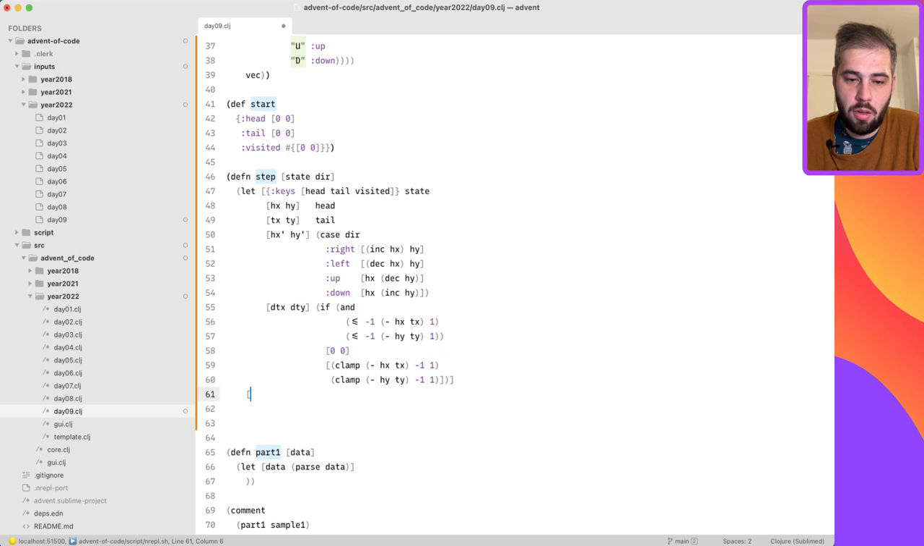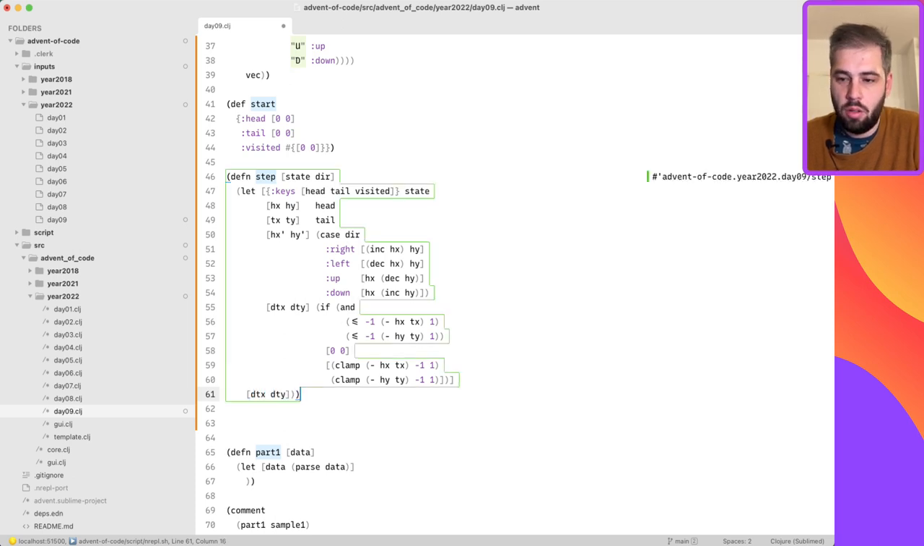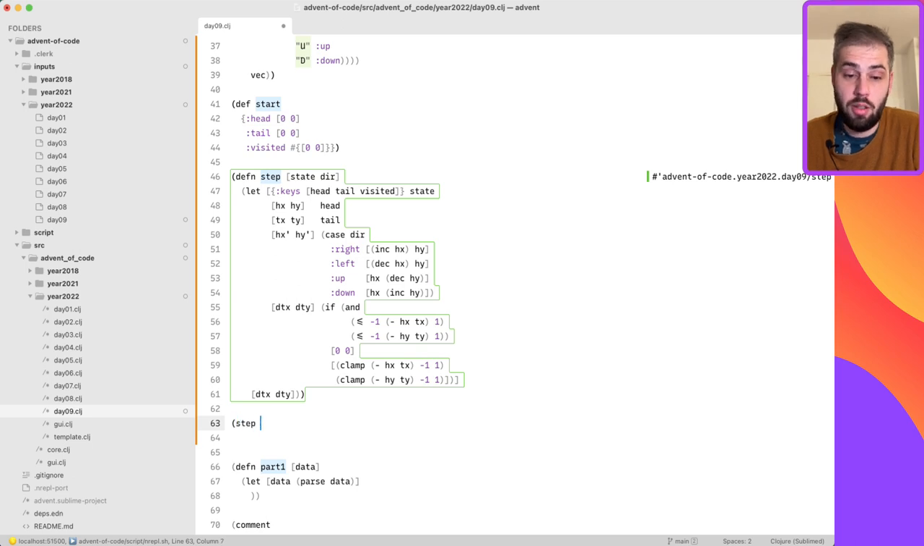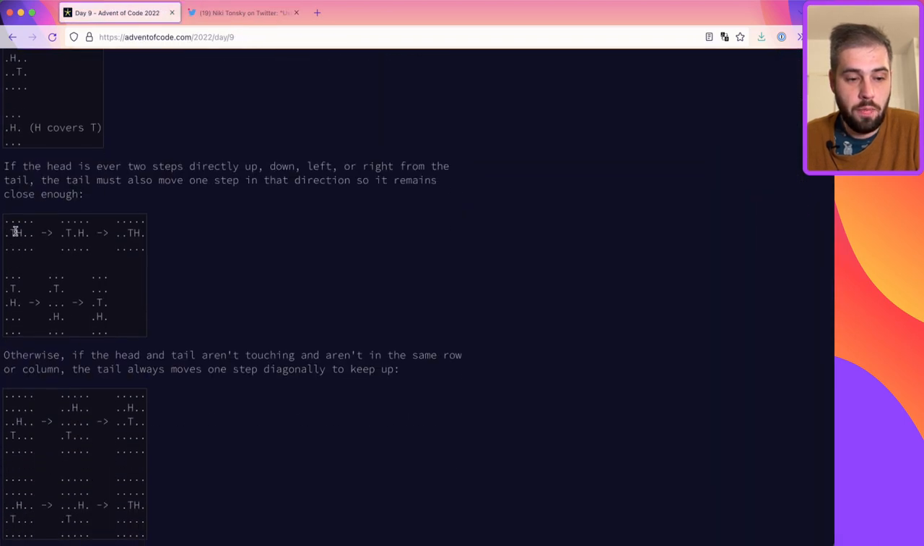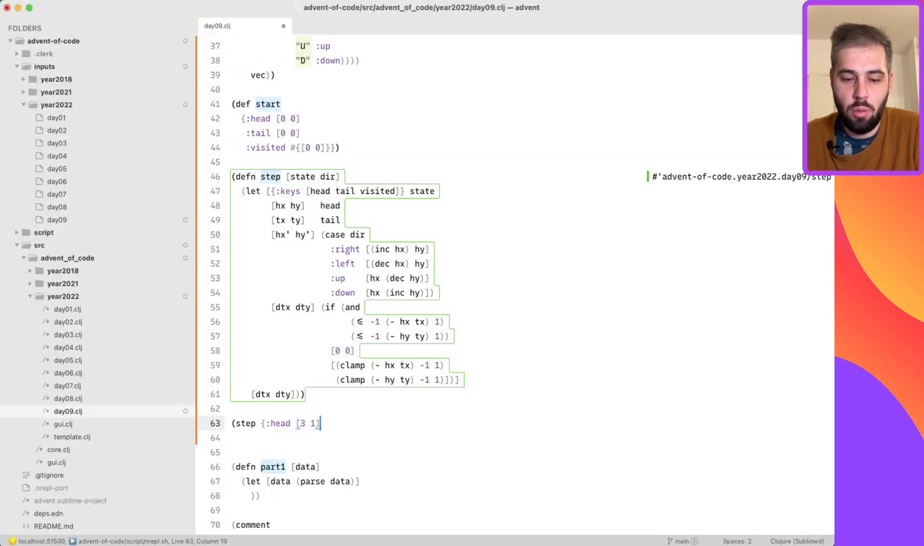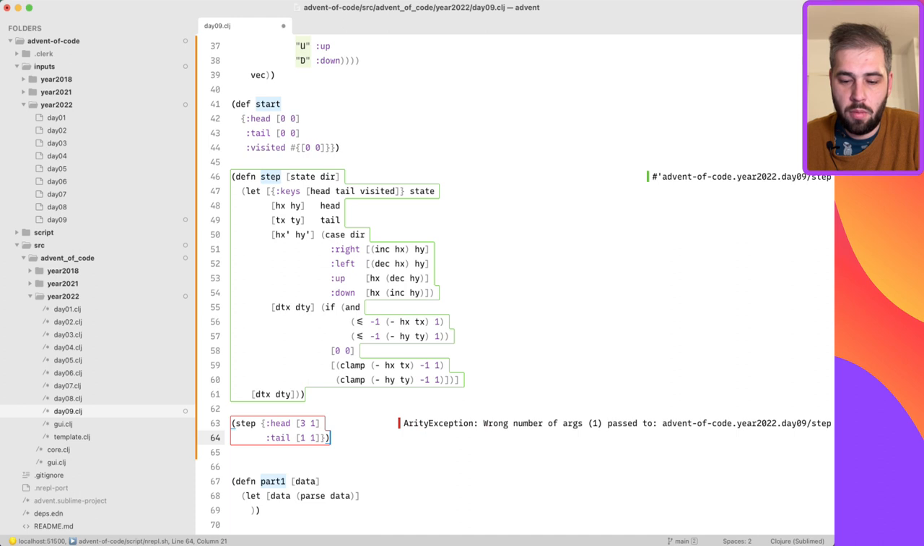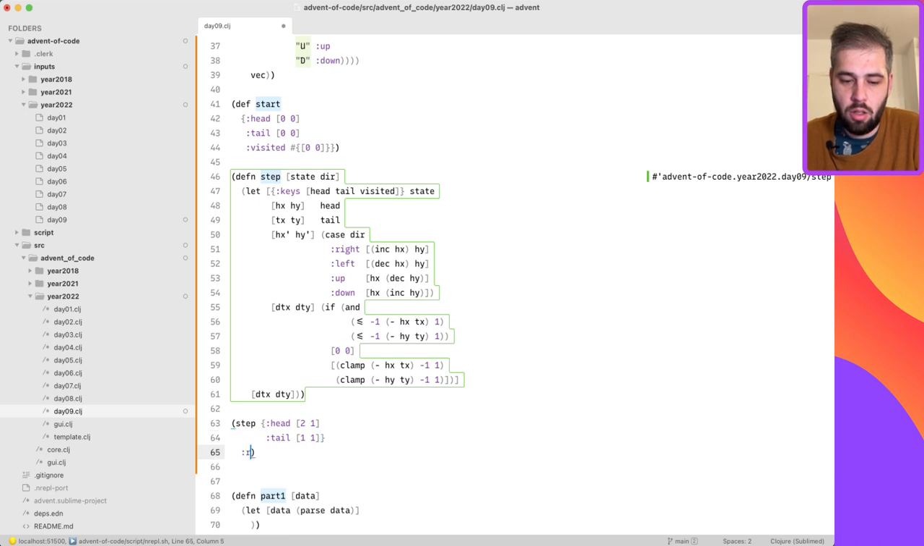Okay, so this is a moment where we're gonna test it a little bit. So our head is, for example, let's test it on something like this. Head is 3, 1, tail is 1, 1. And direction is right. It gives us 0, 0, which is bad. Oh, because I have to use new position actually here.